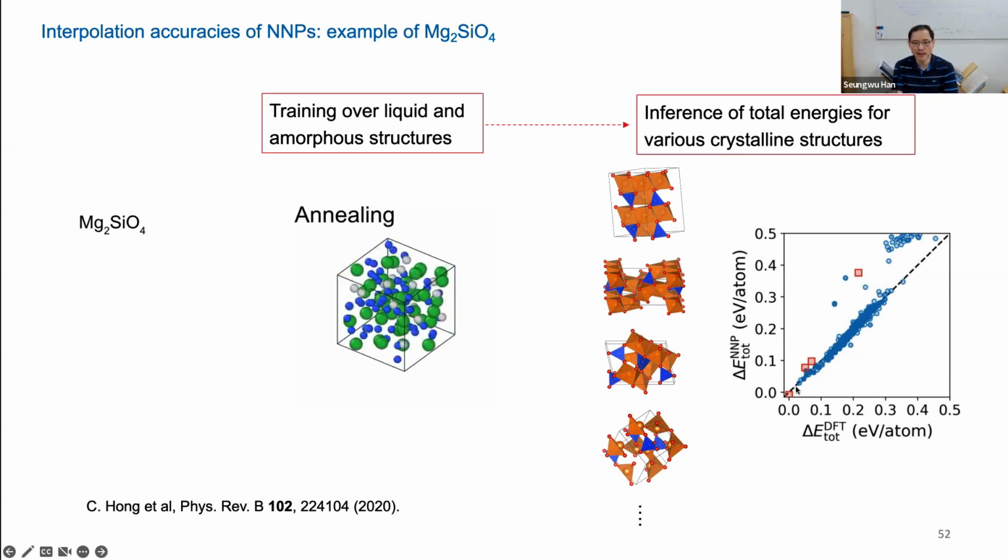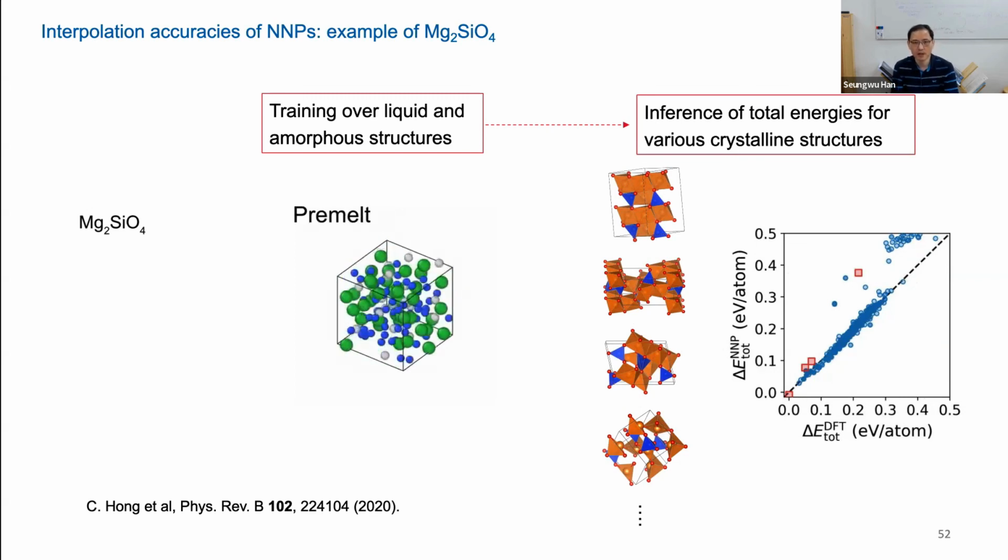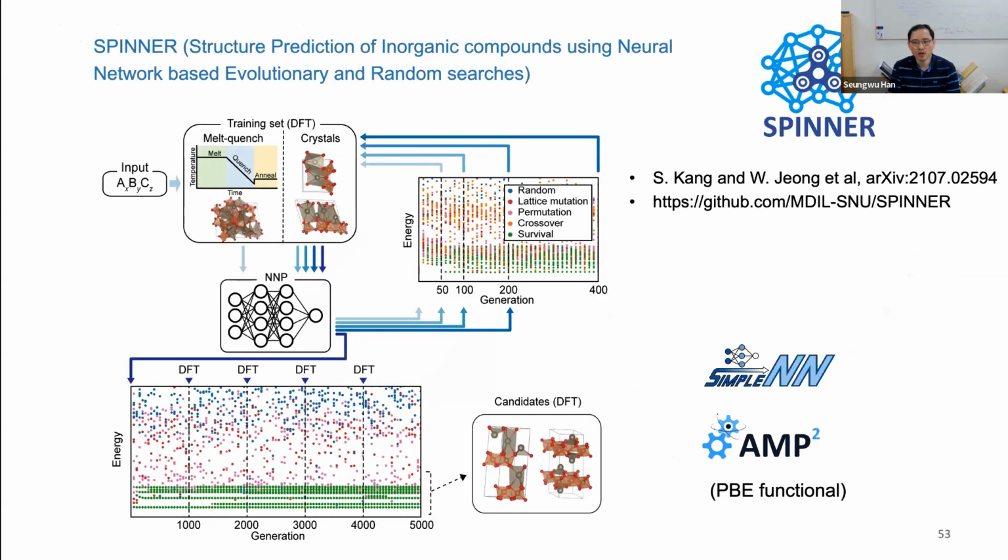That's what we confirmed in the paper: the machine learning potentials trained over the disordered structures gave energy differences in very close agreement with density functional theory calculations. So they can be used in structure prediction. And then we developed a package for predicting structures using the machine learning potential.